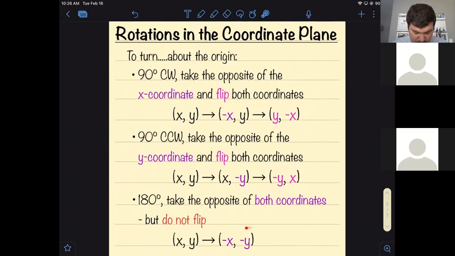So x stays where x was and y stays where y was. You just take the opposite of both. So this is your cheat sheet. There's 3 different types. If you follow this cheat sheet, rotations really aren't that difficult, although there is 2 steps you have to do for the clockwise and counterclockwise. What becomes more difficult is when you try to do it in the coordinate plane without the arrow notation.